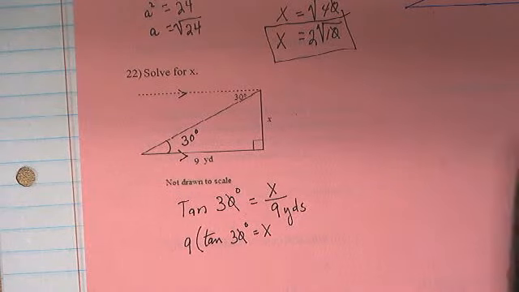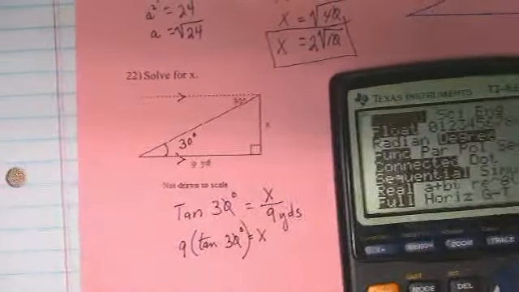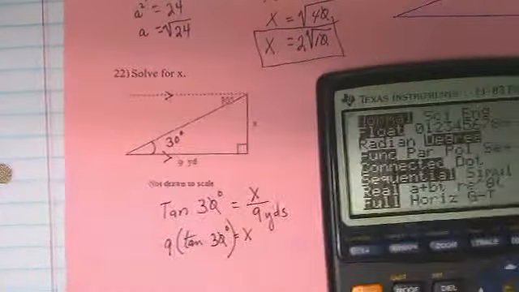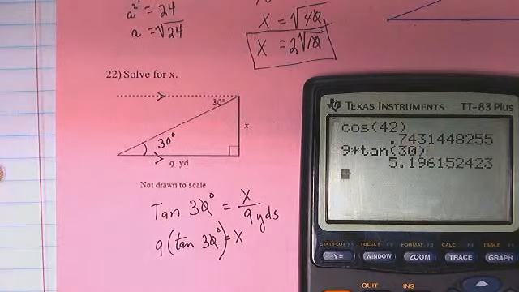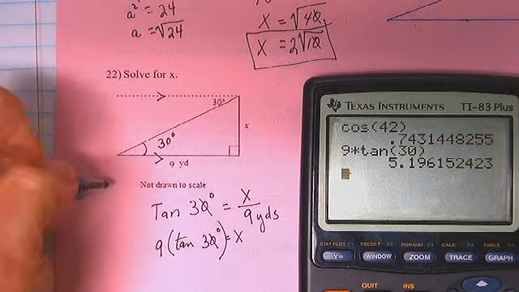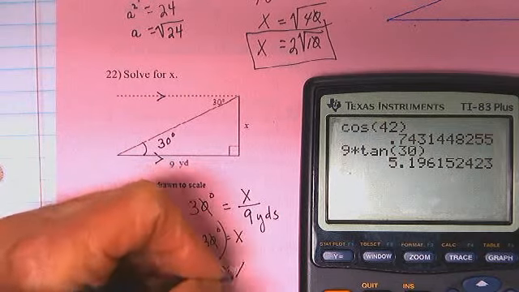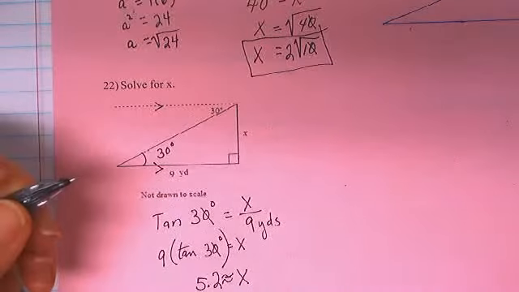I checked that my calculator is in degrees, not radians, and yes, it is. Nine multiplied times the tangent of 30 degrees is 5.2, roughly. 5.2 is the approximate length of x. 2 more problems.